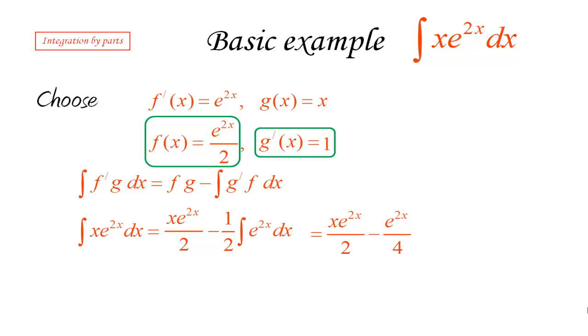So this shows you how the process works. We chose our g and our f prime. We basically reversed the role of the two, came up with an easier integral, and then we used that to arrive at the final answer. Final answer? What's missing? Come on, what's missing? Yes, you're right, the plus c. Okay, don't ever forget the plus c.